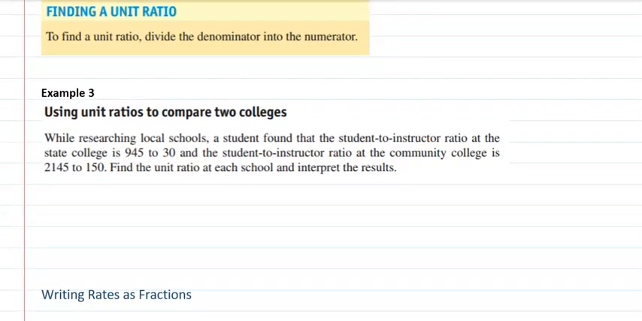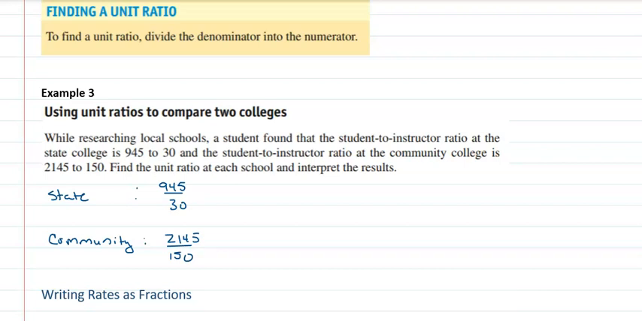Let's give ourselves a little space here. So we're going to say, all right, well, State College and community college. Okay, so community and state. So always make sure and kind of lay things out so that you can keep track of everything. The state college was a 945 to 30 ratio, and the community college was 2145 students to 150 instructors. Okay, so always do it in the same order, so the students are on top, the instructors are on the bottom.